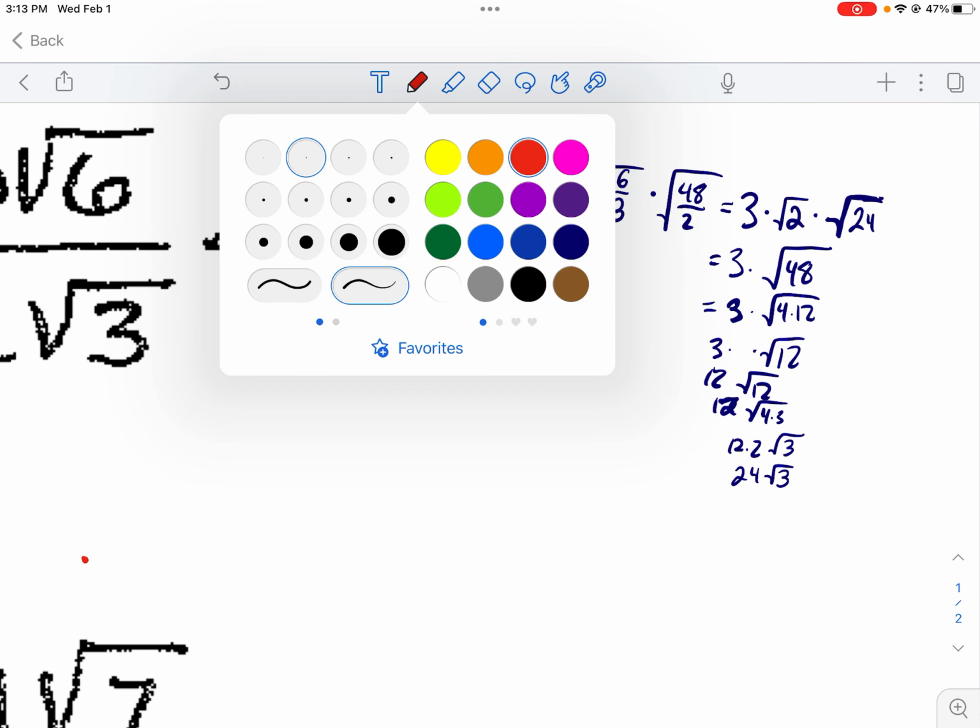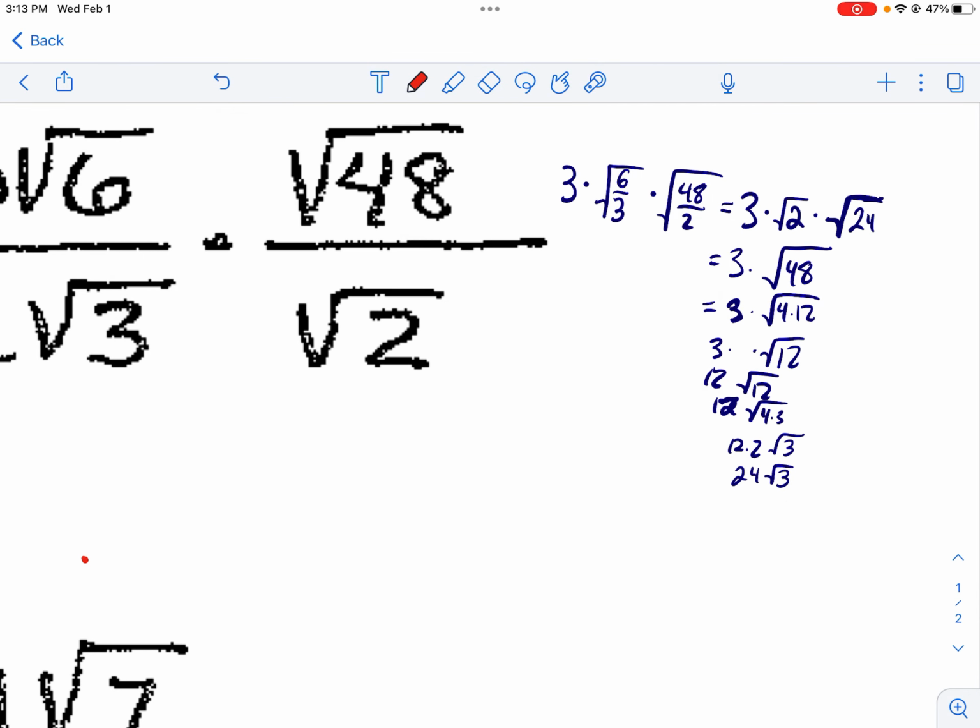I should have gotten 2. And that would have given me a 6 right here. And then that would have given me a 12 instead of a 24. So it should be just 12. It'd be 6 times 2. That would be 12, the square root of 3. Right there, okay?